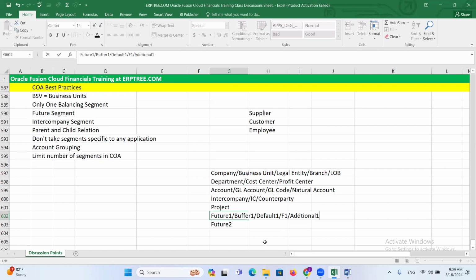Accordingly, you have to create. Okay. So very primarily you see company, department, account, intercompany, project, future, and the rest. Those are the possibilities which you may come across. So this is what we have to understand about the naming conventions which we use. So any questions here, please?